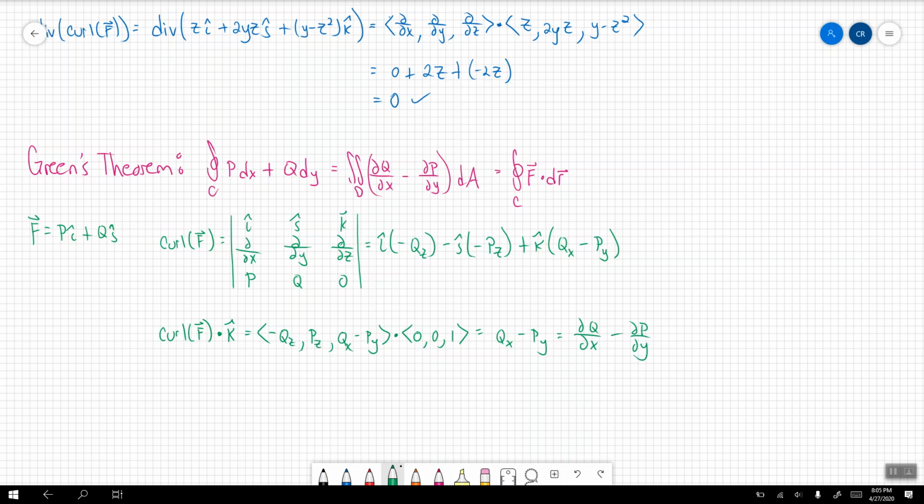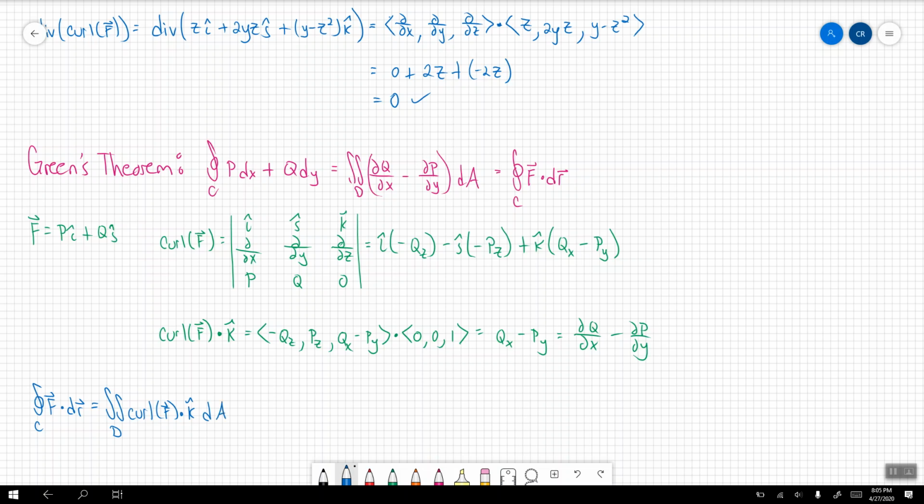Which means if we observe Green's theorem, we can look at it in this specific way. When we're looking at a line integral as such over the curve, then we can use the curl over this domain, curl of F, and that's going to be dotted with the k component.